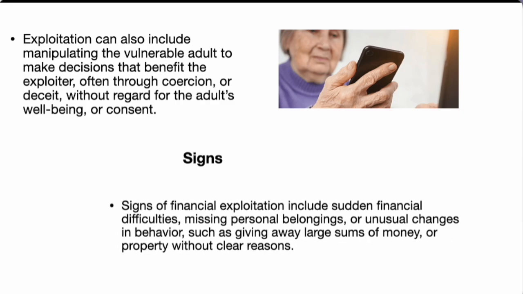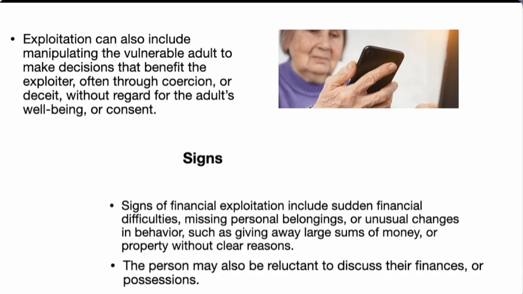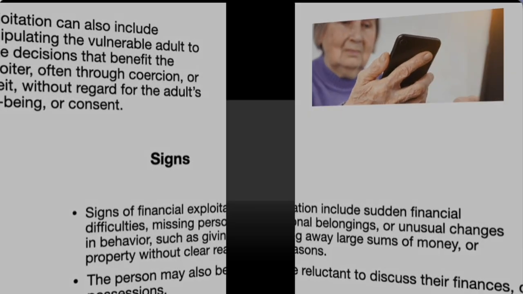Signs of financial exploitation include sudden financial difficulties, missing personal belongings, or unusual changes in behavior, such as giving away large sums of money or property without clear reasons. The person may also be reluctant to discuss their finances or possessions.